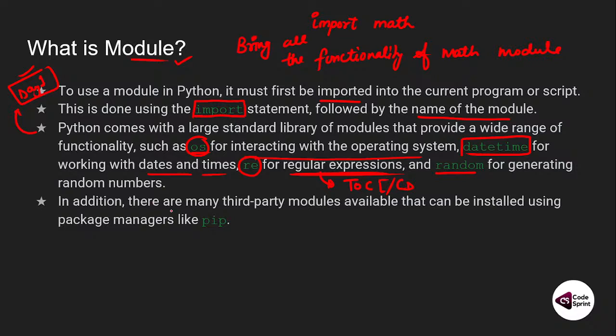Now, in addition, we can use many third-party modules as well. How can we do this? We just need to write pip, and afterwards any third-party module you want to use, you can do it. For example, I will write pip, afterwards pynum. Okay, you can see how these are used.